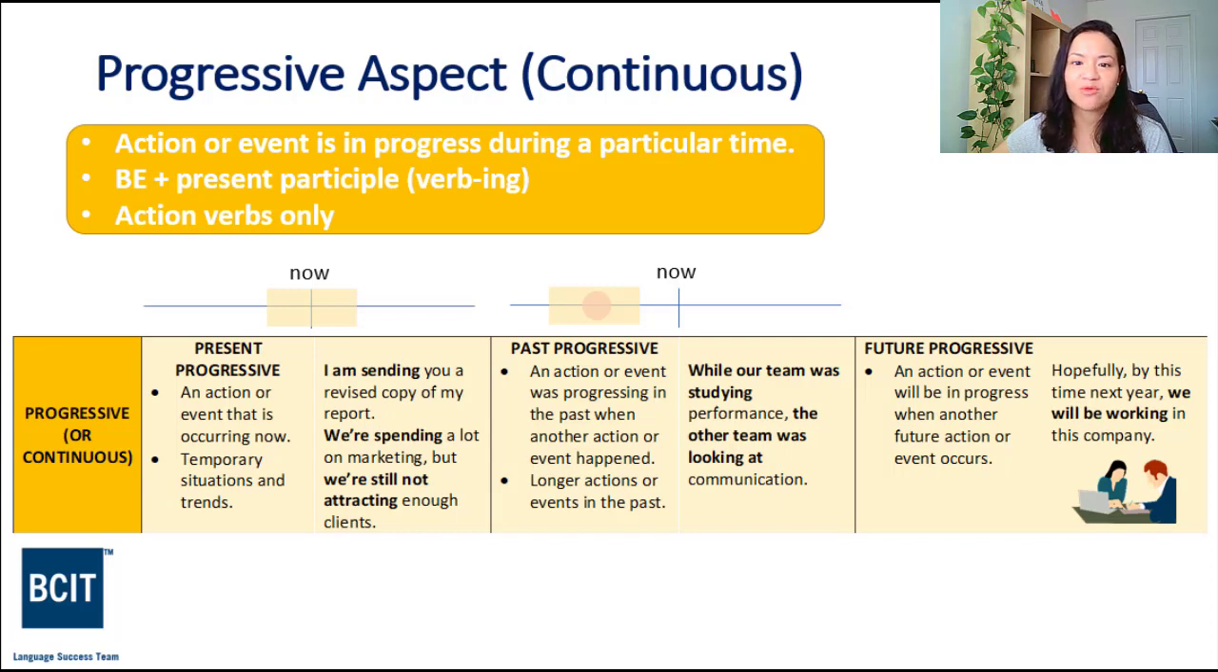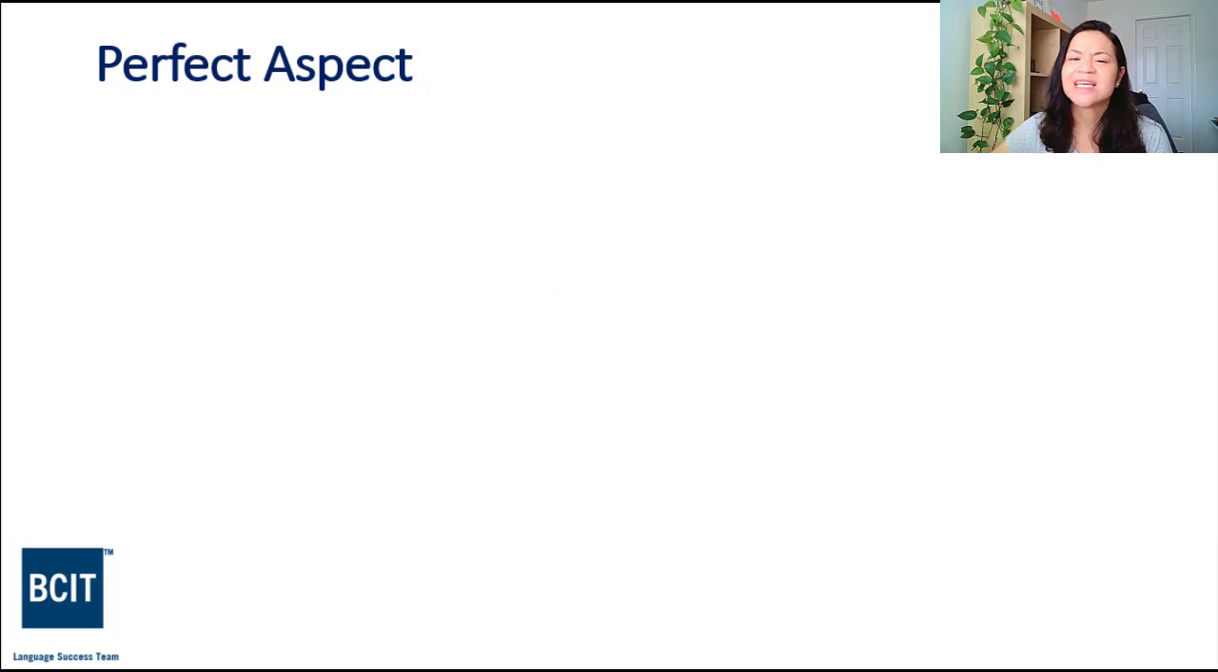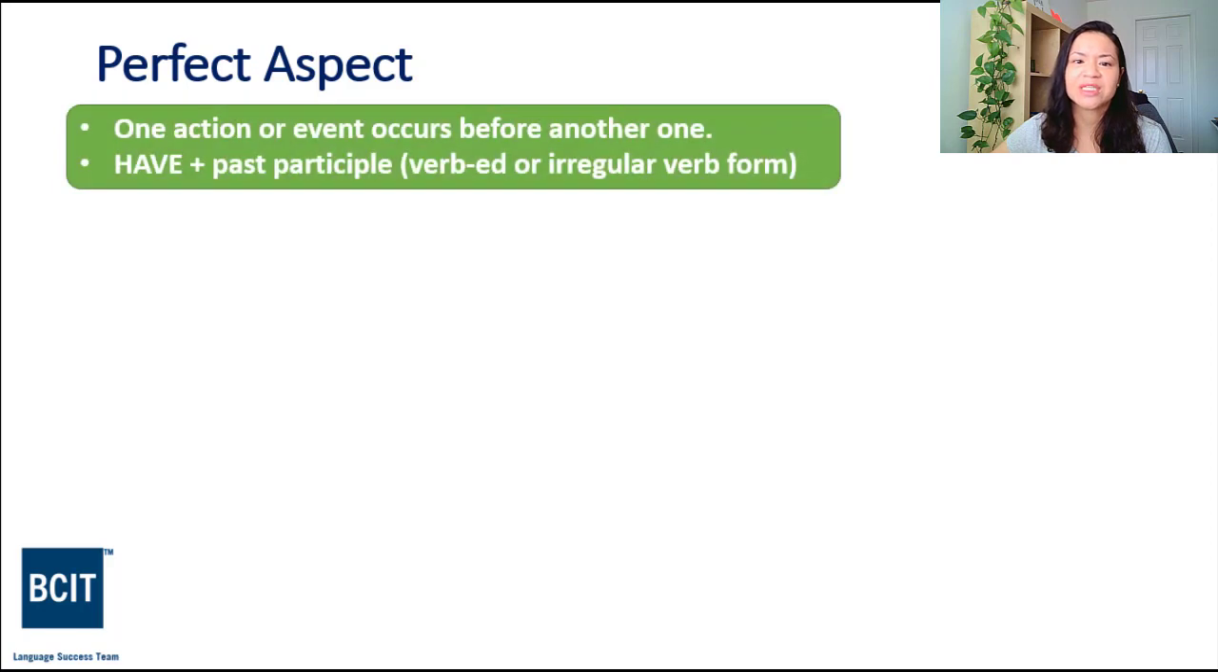And future progressive, where we will use the future of be and then add verb -ing. We use future progressive for an action or event that will be in progress when another future action or event occurs. Hopefully, by this time next year, we will be working in this company. Now let's move on to the perfect aspect. This can be a little confusing sometimes, but in general, the perfect aspects indicate that one action or event occurs before another one. They are generally formed using the auxiliary verb have and adding the past participle form of the verb.